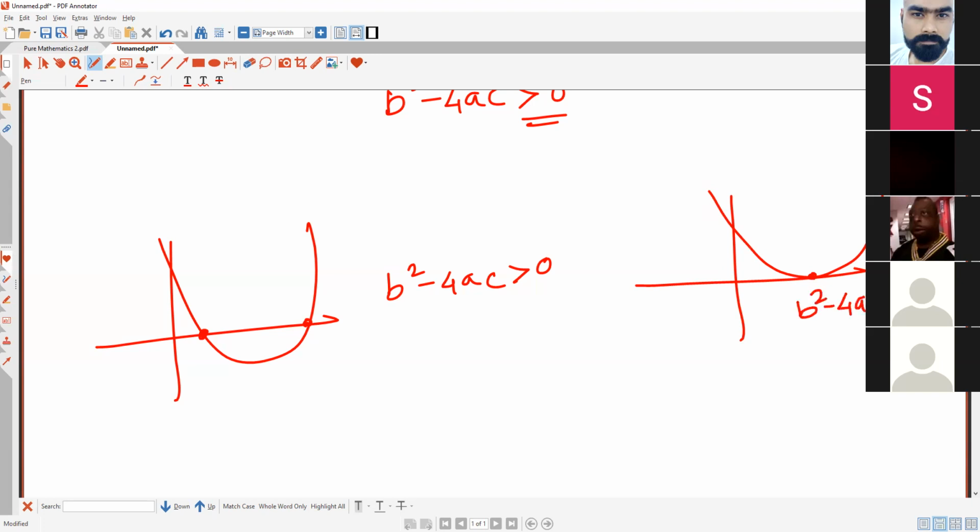square minus 4ac equals to 0. If it is not crossing at all, any intersection is not there, then it is b square minus 4ac less than 0. These are the 3 situations you should write down. Now, those who are new to me should write these 3 down. I'm pausing the recording. Write it down.